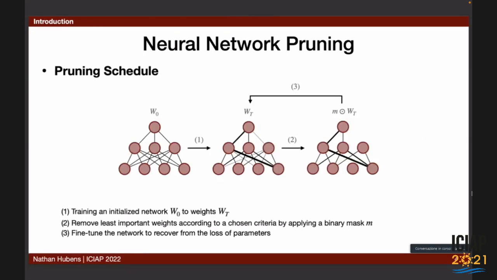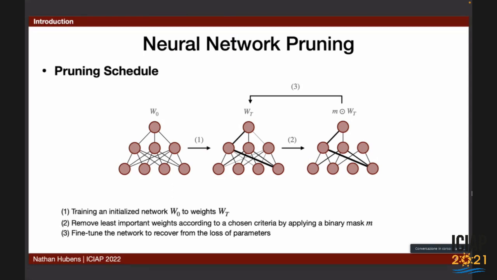A second axis of development of pruning is the schedule, which is concerned with the way the pruning is performed during the training. The first proposed schedule was called one-shot pruning and consisted in starting from a pre-trained network and pruning it in one shot, and maybe fine-tuning a bit to recover from the lost performance.